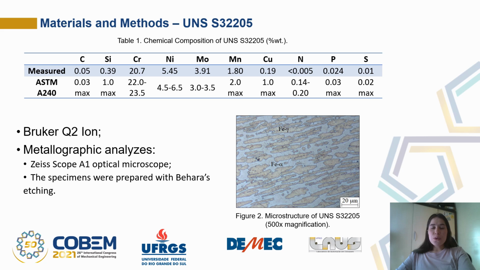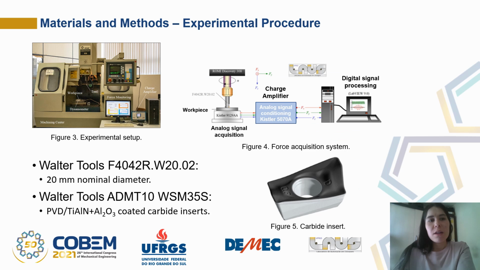Figure 2 shows the microstructure composed of austenite and ferrite. The image indicates an equilibrium between the two phases. The image shows the ferrite matrix and presents the austenite islands.